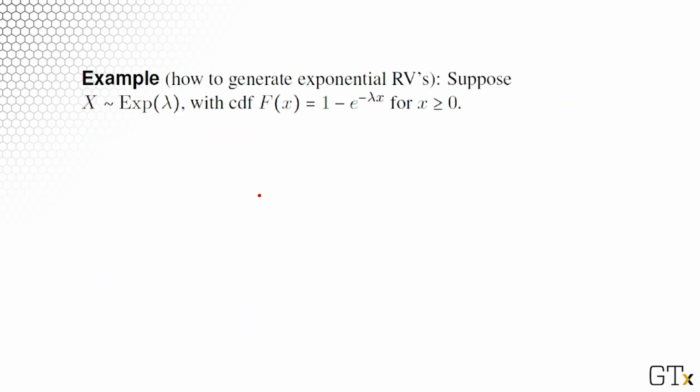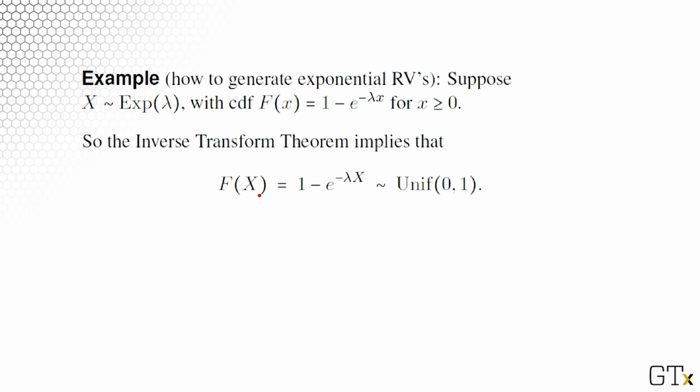Let's do a simple example now to show how to generate random variables, in particular the exponential distribution. And I'm going to use the inverse transform theorem to do this. So let's start out real easy. Let's suppose that x is exponential, and we know from a previous lesson that the CDF is capital F of little x equals 1 minus e to the minus lambda x for x greater than or equal to 0. So now I'm going to use the inverse transform theorem. I plug in capital X into its own CDF, capital F of capital X equals 1 minus e to the minus lambda capital X. The inverse transform theorem says that that thing, messy as it may be, is uniform.